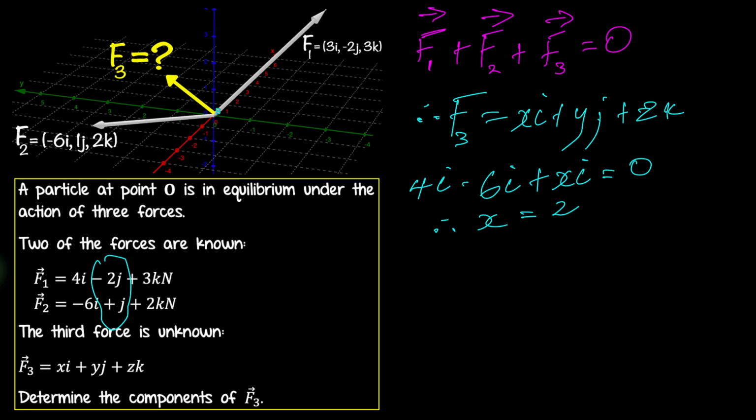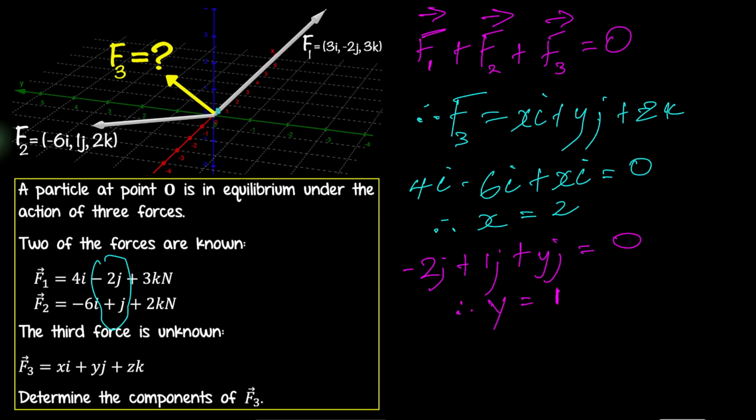Now let's apply the same principle for the j components. So what we have is negative 2j plus 1j and plus yj. That equals 0. So if we sum negative 2 plus 1, that gives us negative 1. Therefore, to balance this, y must be equal to a positive 1.